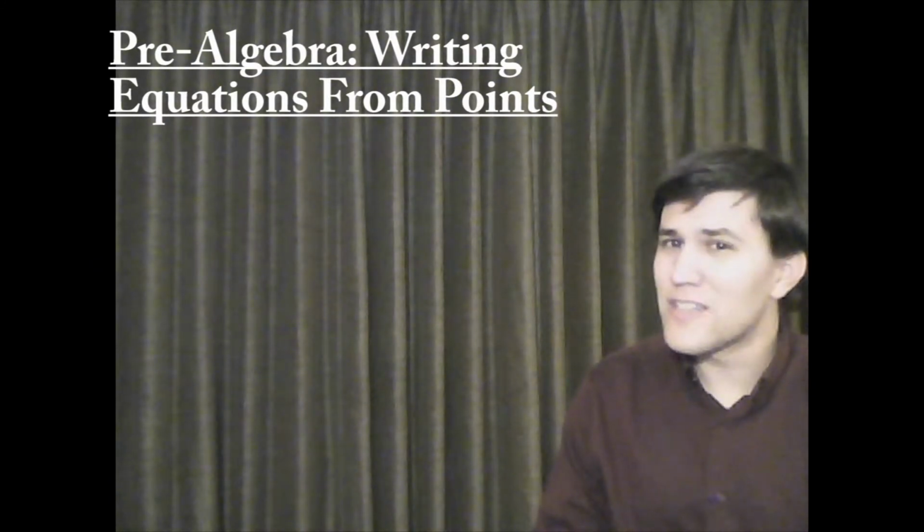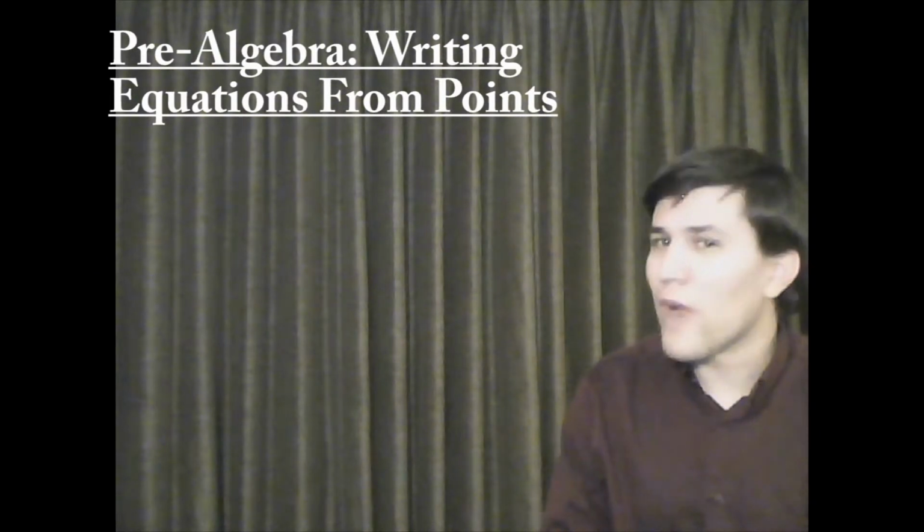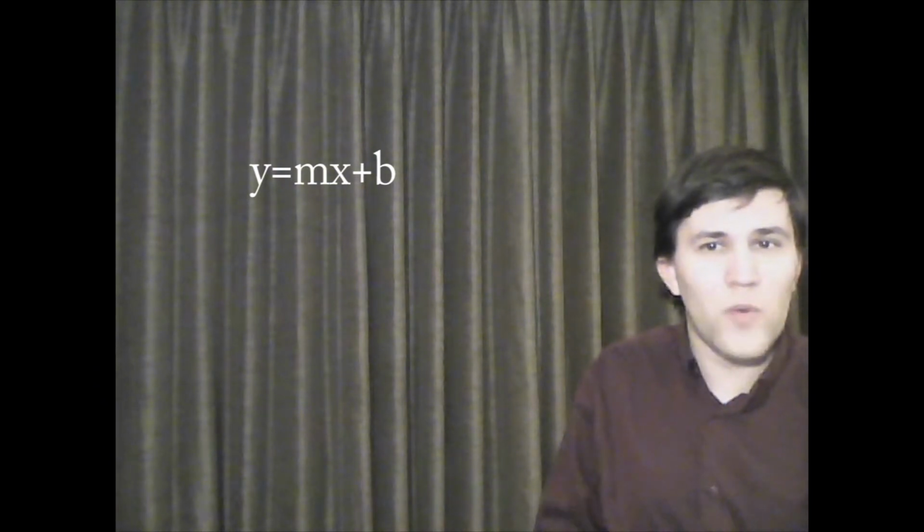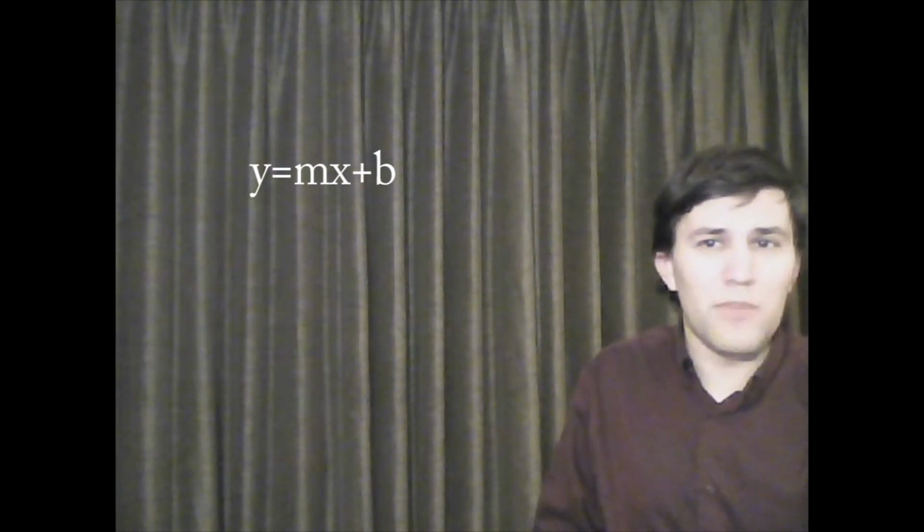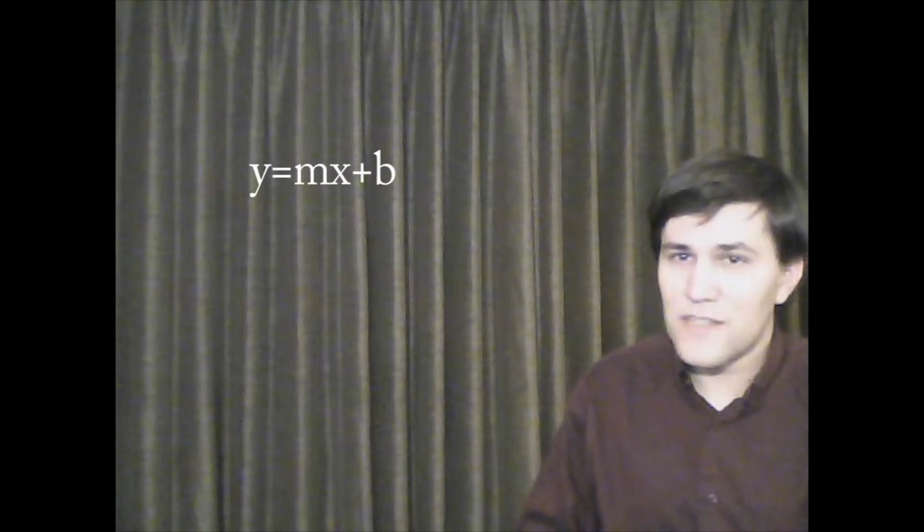Alright, today's topic is going to be writing linear equations given basic information. So, we've talked previously about how linear equations are written in y equals mx plus b form, where m is the slope and b is the y-intercept. Today we're going to look at how we can find those equations given something as simple as just 2 points.